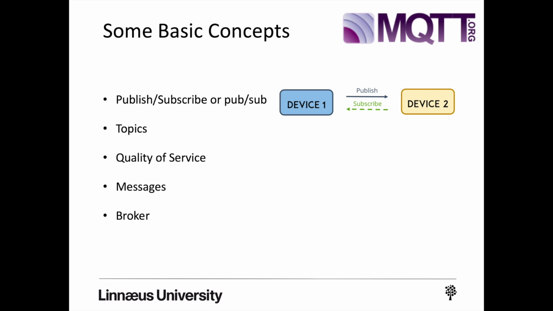For example, in this case, device 1 publishes on a topic, and device 2 is subscribed to the same topic that device 1 is publishing in, so device 2 is receiving the messages of that topic.